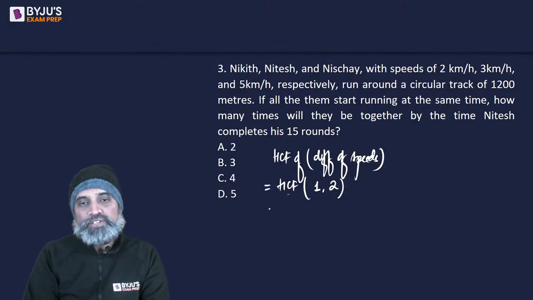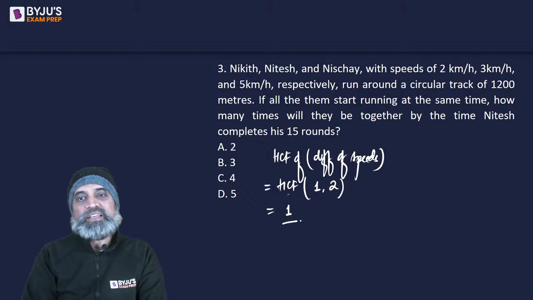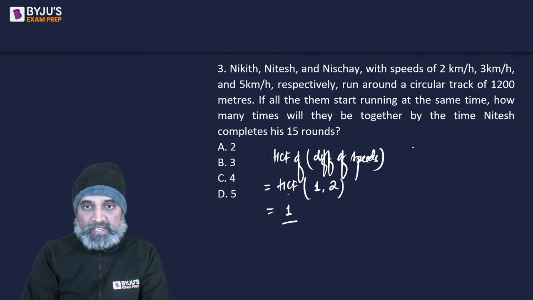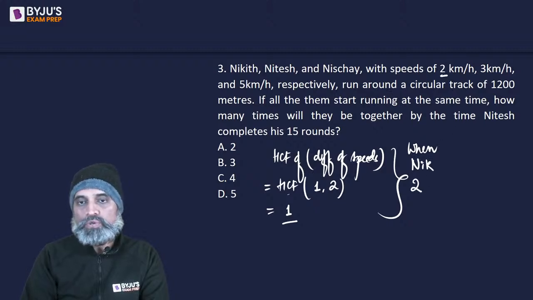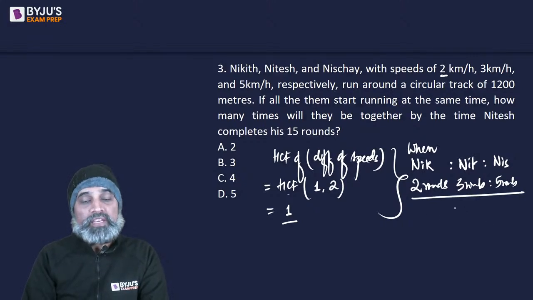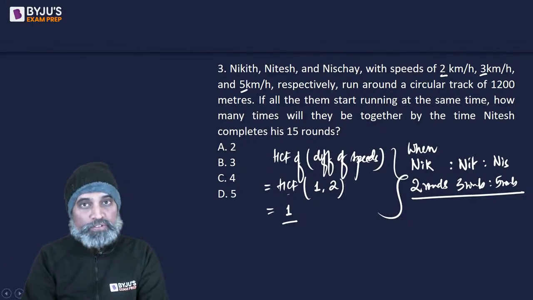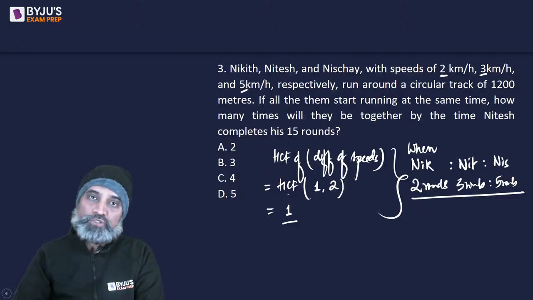So HCF of 1 and 2 is going to be 1. So that means they meet only once. Right? इस पूरे का मतलब यह है कि when Nikit covers 2 rounds, Nitesh covers 3 rounds, and Nishay covers 5 rounds. Okay, this is what we mean, that the ratio of their speeds is 2 is to 3 is to 5. So that will be the ratio of the number of rounds also they have covered.